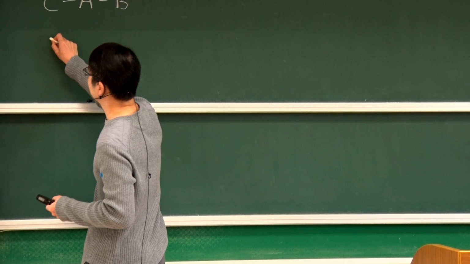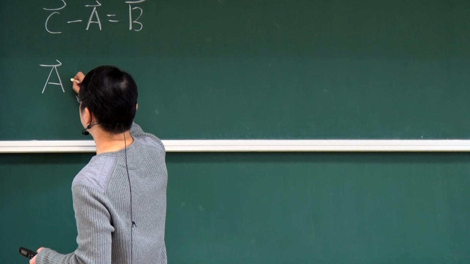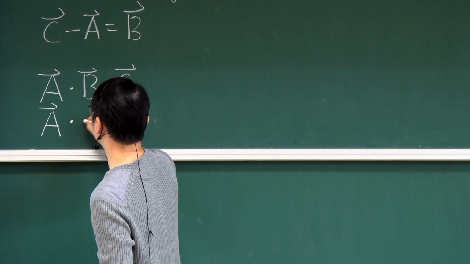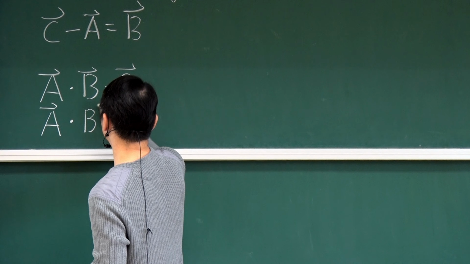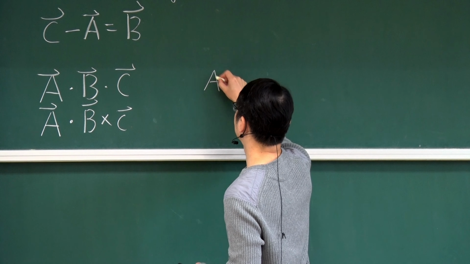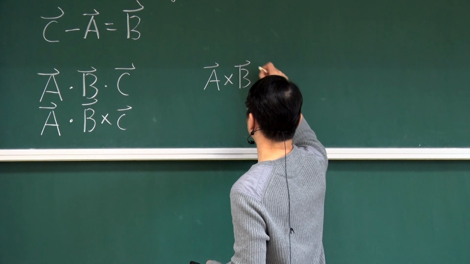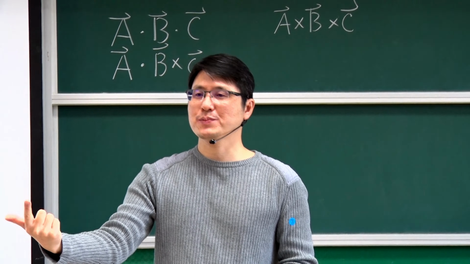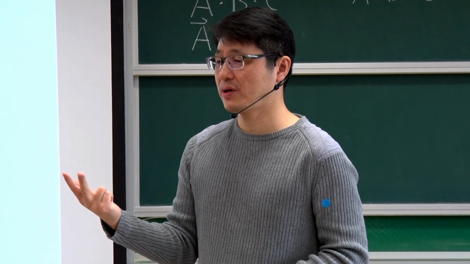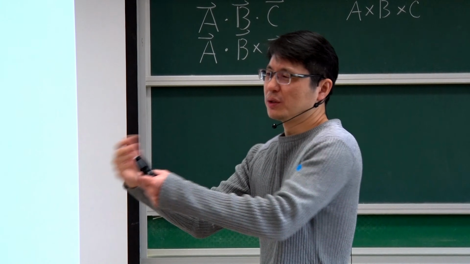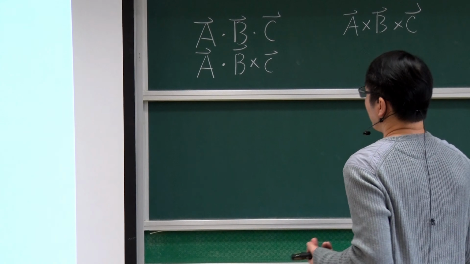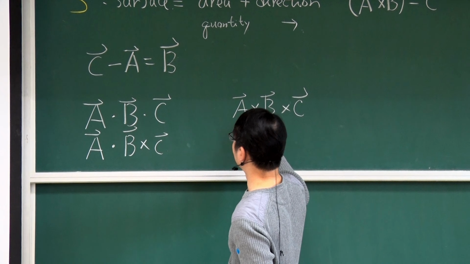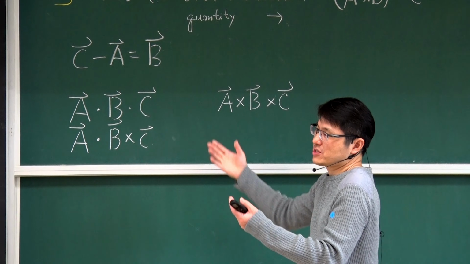Well, we have three vectors, A, B, C. A dot B cross C. The third one is A cross B cross C. Right? We only learned dot product and cross product up to now. So now you have three vectors. You want to multiply them together. So what choices do you have? You can have two dots, one dot, or no dot product. Right? So these are the choices you have.